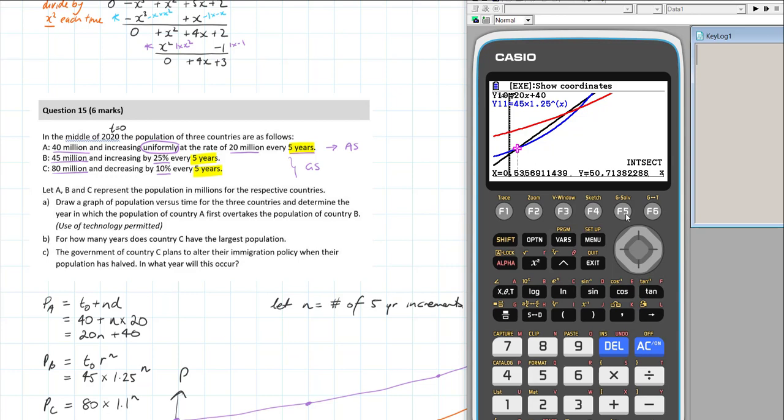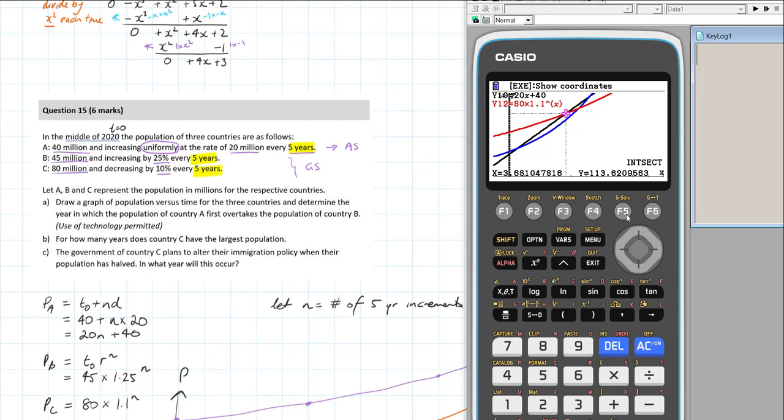And of course, this is at a population of 50.714 million people. Okay, question B, for how many years does country C have the largest population? So country C is this red line, so I need to find some more points of intersection. The first one I'm going to find is, that's just finding those blue ones, so I need to exit that. There we go, and redraw it, and then I can go Shift G solve, and I want to find the intersection points between that black one, and then I just have to toggle to that red one there. And there's my first intersection point.